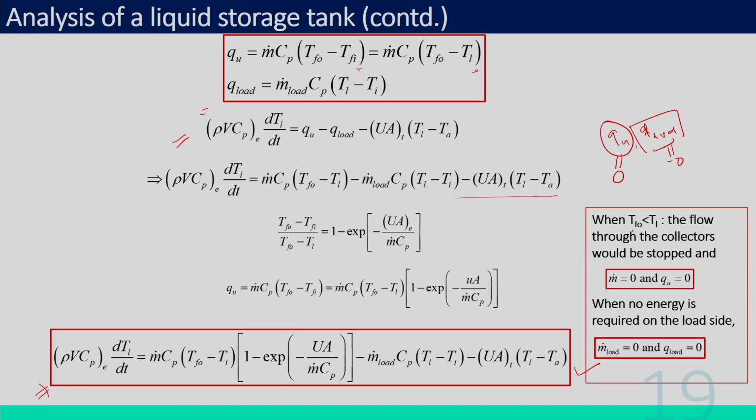Then, when T_FO is less than T_L, the flow through the collector would be stopped, and m dot will be 0 and Q will be 0. So this is the condition at which Q will be 0, if T_FO is less than T_L. And when no energy is required on the load side, that means Q_load is 0 and m_load is 0. So these conditions are required to understand the different situations.